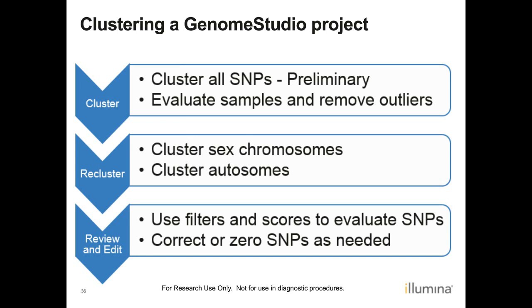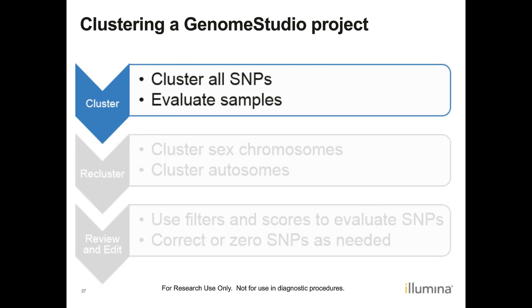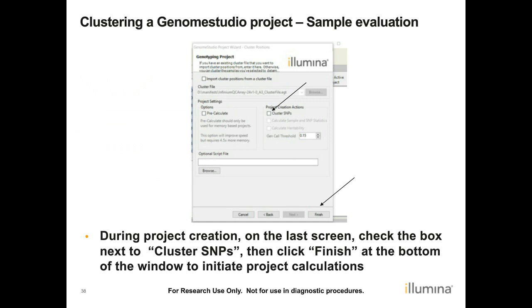So let's start with clustering all the SNPs and evaluating the samples. In the GenomeStudio project, at the end stage, right before you are going to carry out the project, you have the option, as I mentioned, of either clustering all SNPs or importing an existing cluster file. So in this case, we are going to ask GenTrain to cluster all SNPs and then click on the Finish button.